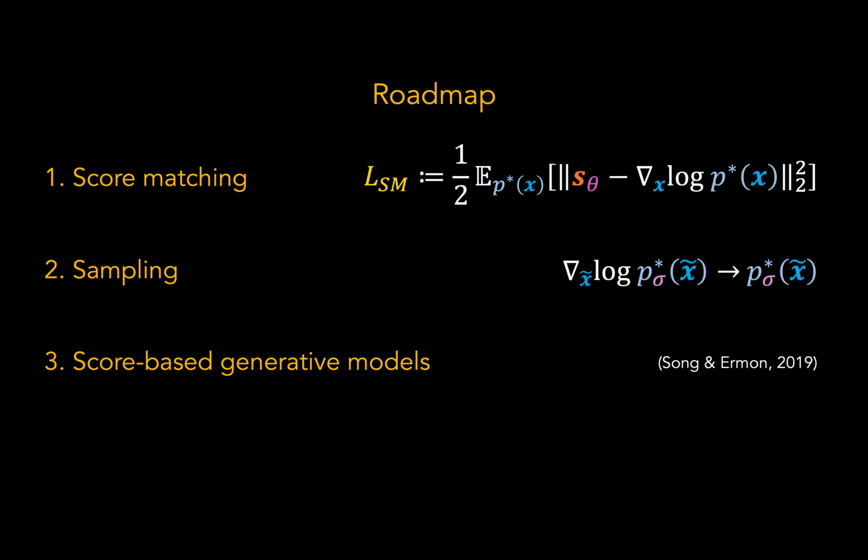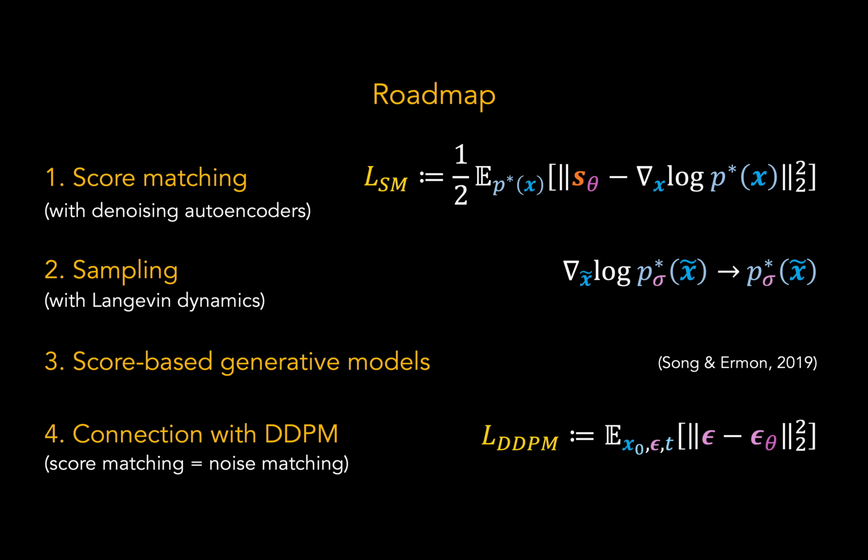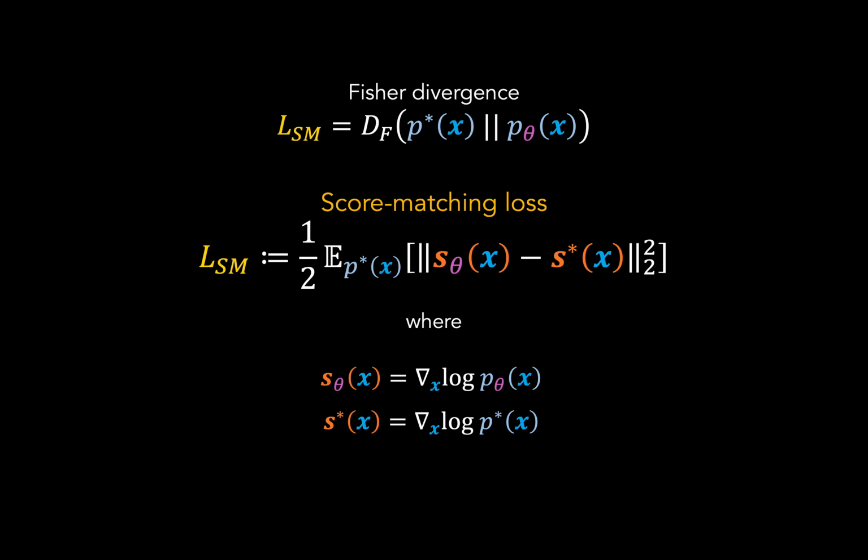So first, we'll see how we can equate score matching to training a denoising autoencoder. Then we'll see how we can use Langevin dynamics to generate samples from our learned distribution. And finally, we'll connect this all back to diffusion models and show how score matching is equivalent to noise matching in the DDPM. So to train our score network, we need to deal with two problems.